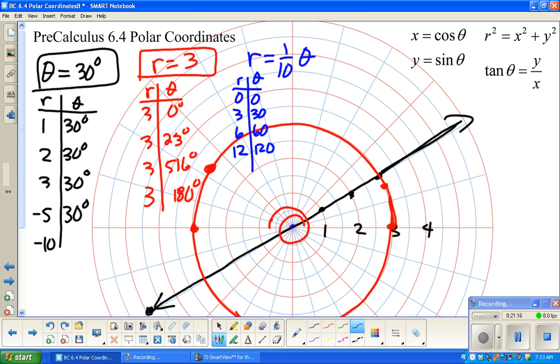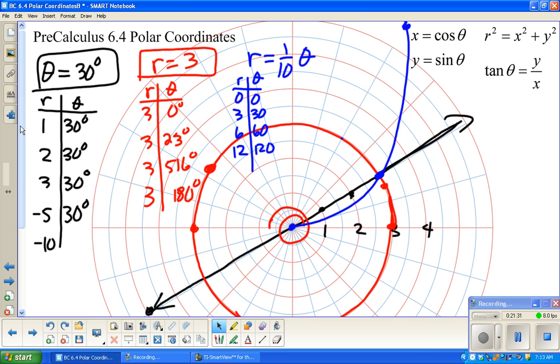But here's the idea. Here's 0, 0, 3 and 30, 6 and 60. Well, 60 degrees is here, and 6 I think is off my screen. So really what's happening is a spiral.